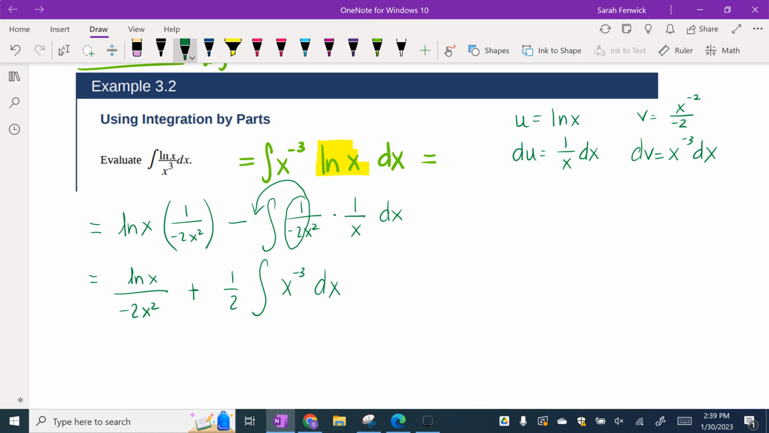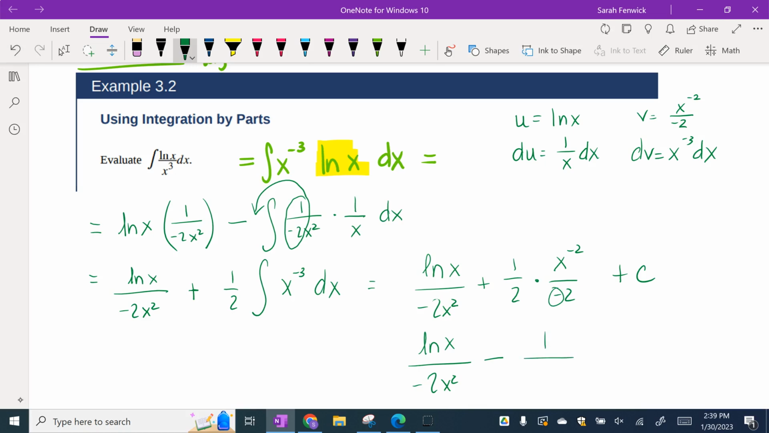So now we're going to have ln x over negative 2x squared plus 1/2 times x to the negative 2 over negative 2 plus c. ln x over negative 2x squared, nope, minus, because when you multiply by that negative down here, 1 over 2 times 2 is 4, and the x to the negative 2 is going to come down and be x squared, plus c. And that's it, guys.